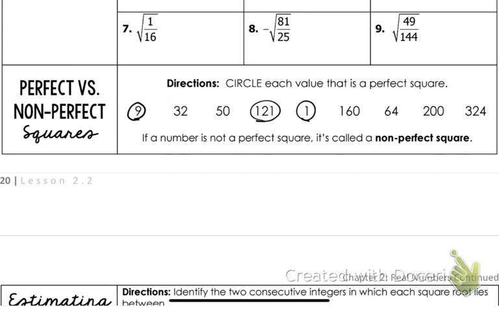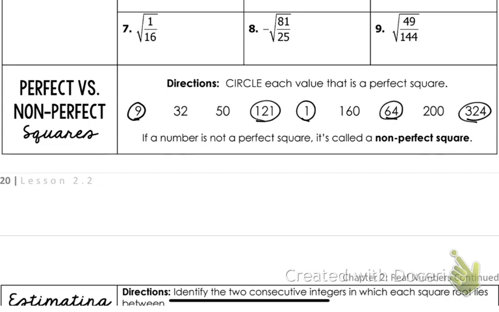What's the square root of 64 if I type in my calculator? 8. What's the square root of 200 if I plug it in my calculator? 14.14. So does 200 work? No. Did you get rid of it? Because you had 200. Okay. Does 324 work? Yes. It can be that easy or it can be really difficult on the quiz or test. You just have to plug in your calculator and check it.